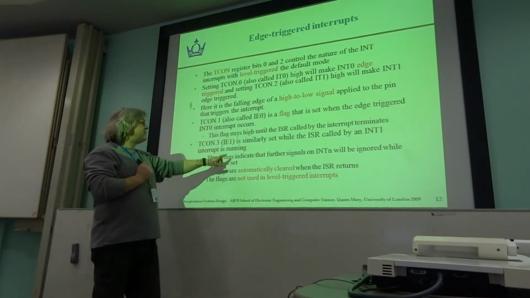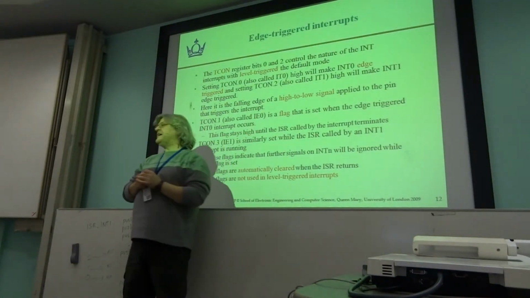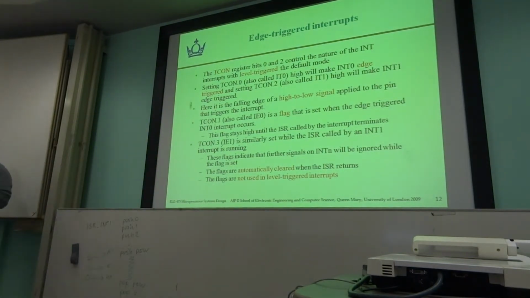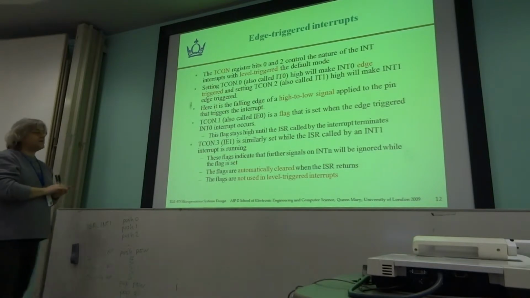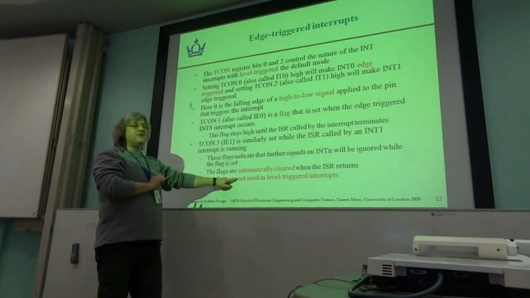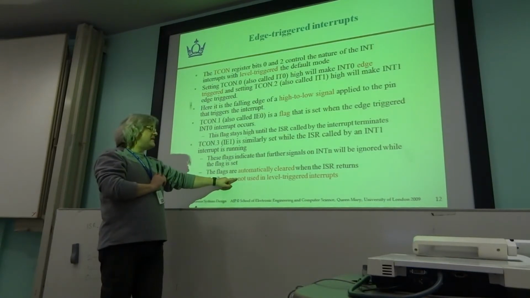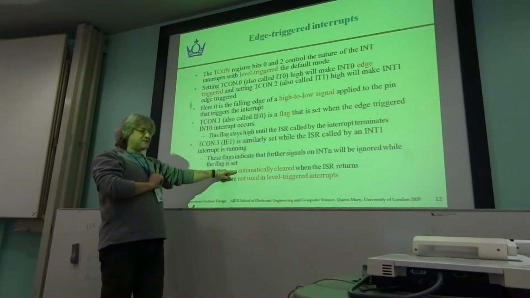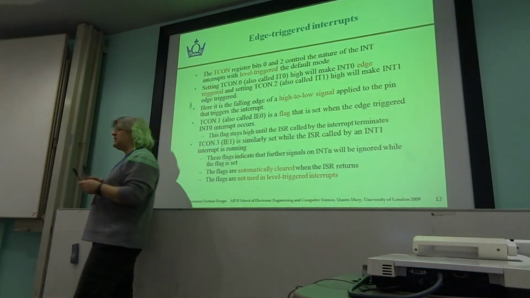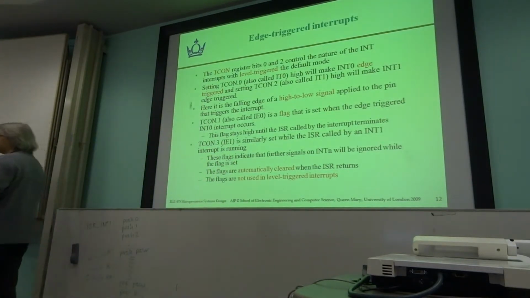If you have a particular interrupt set up for edge triggering and that edge appears, then the appropriate flag will be set high and trigger the interrupt. So that's all it's saying here. It's reminding you that these two extra flags don't do anything if you're doing level triggered interrupts. And also these flags which are set that invoke the interrupt routine on edge triggering will automatically be cleared when the interrupt routine finishes.